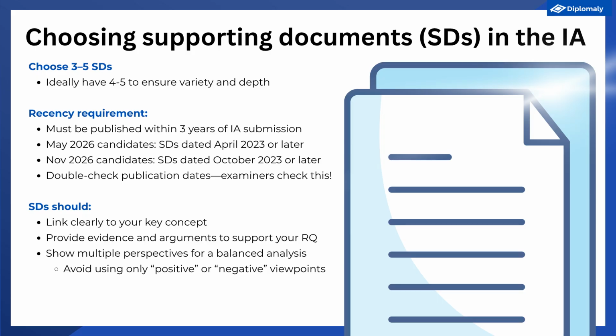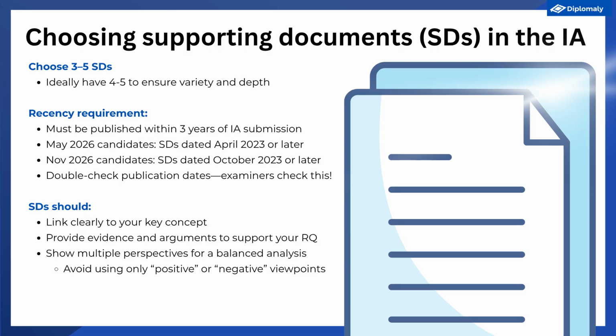Since these make up the bulk of the information used in your IA, it is better to have more of them to make sure you have a greater variety of sources and information in your IA. Secondly, all SDs must be published within 3 years of your submission to the IB. For May 2026 students, that means the supporting document should be published April 2023 or later. And if you're a November 2026 student, that means October 2023 or later. Double check the dates of your sources, as this is explicitly checked and assessed by the examiners.